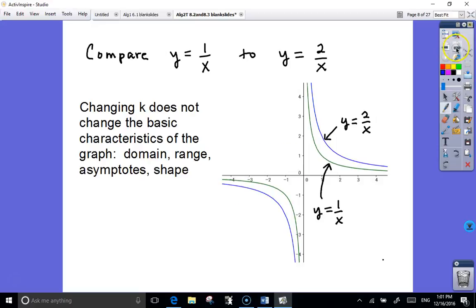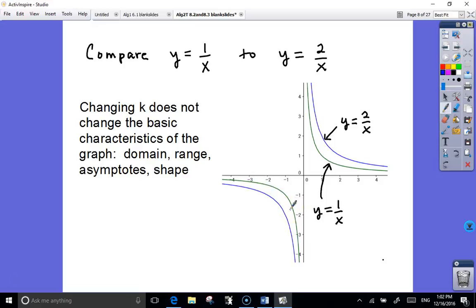Okay, now we can compare. What would be the difference if I change the constant? Of course, it's going to change the graph a little, but it doesn't really change it significantly, not for what we're interested in here. So I'm comparing here 1 over x and 2 over x. The green line is 1 over x. The blue line is 2 over x.